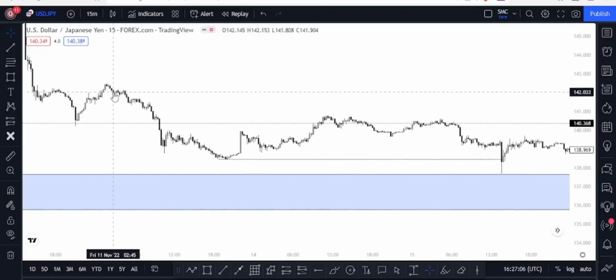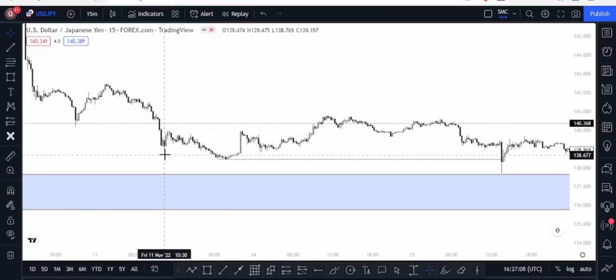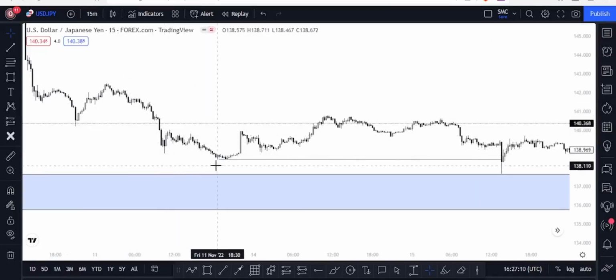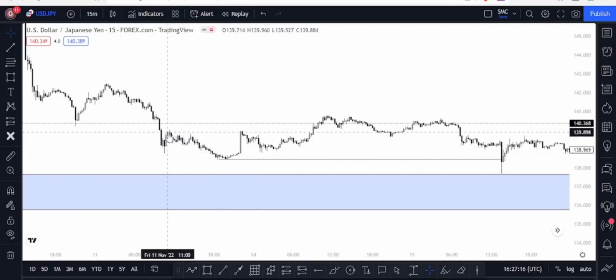Price came from here, came down, printed this low, went back up, came down to take out this low, and then price went up to violate this structure here to the upside. Okay, so it violated that structure there to the upside.